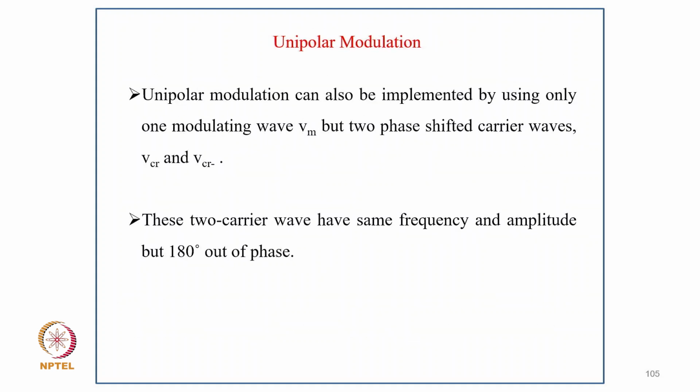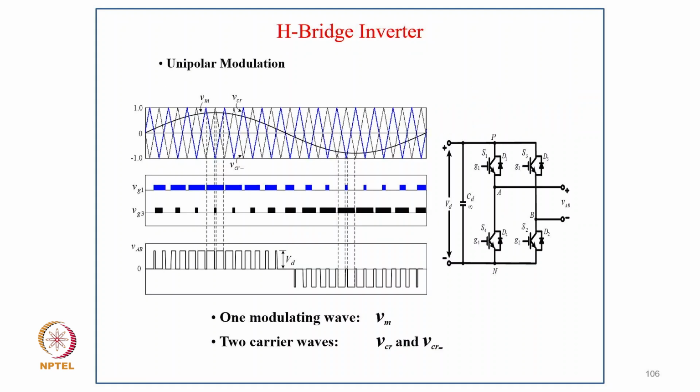switching. So the unipolar modulation can also be implemented by using only one modulating wave VM but two phase shifted carrier waves VCR and VCR minus, and these two carrier waves have the same frequency and amplitude but 180 degrees out of phase.